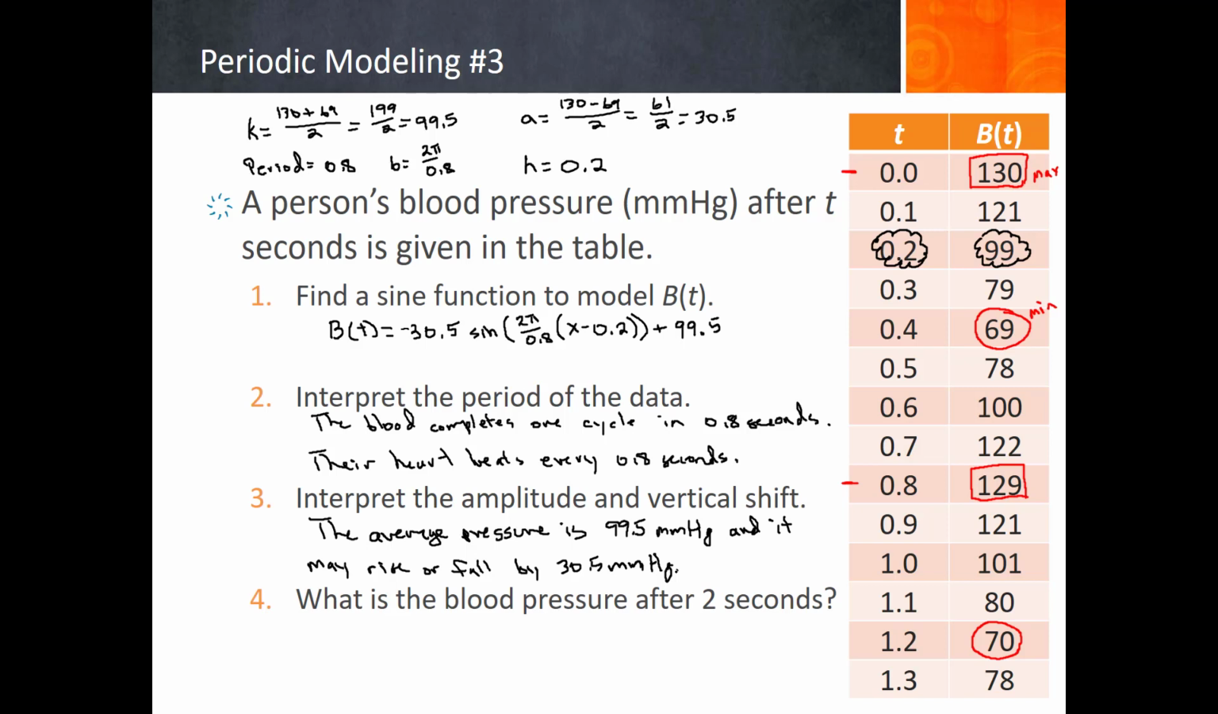So we can just take our function, which was the blood pressure as a function of time, and put 2 seconds in for t. So B evaluated at t equals 2 is negative 30.5 times the sine of 2 pi over 0.8 times the quantity 2 minus 0.2, closing our parentheses, plus 99.5. And using a calculator, that comes out to be 69 millimeters of mercury.